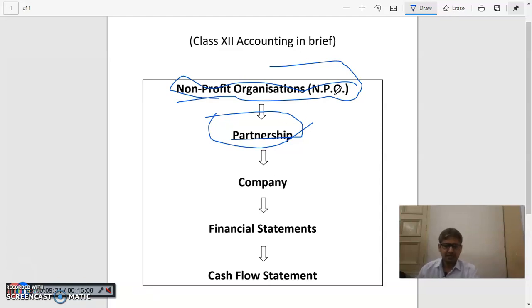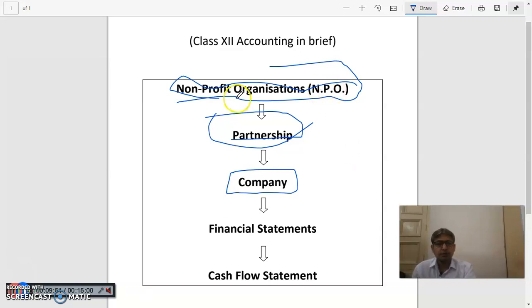Then we move to the next level, that is called company. If I talk about a company, this is a very huge setup, and you need to understand that in a company there can be an unlimited number of shareholders too. So what do we mean by shareholders? We need to find out.